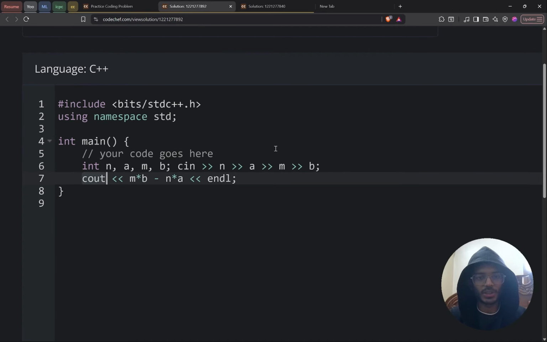The time complexity of this solution is constant because we're just doing these 4-5 operations.